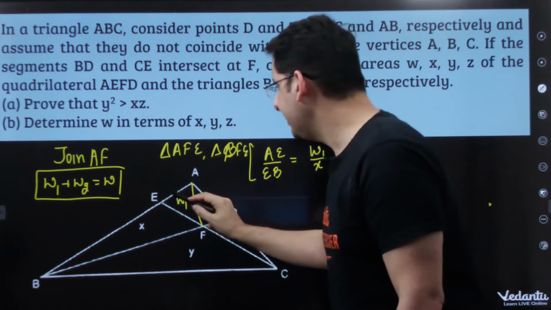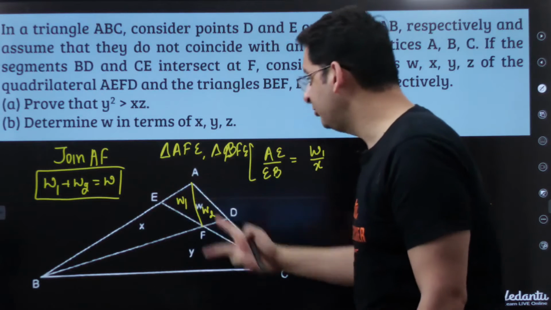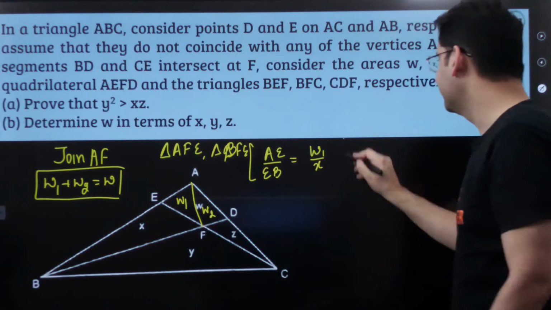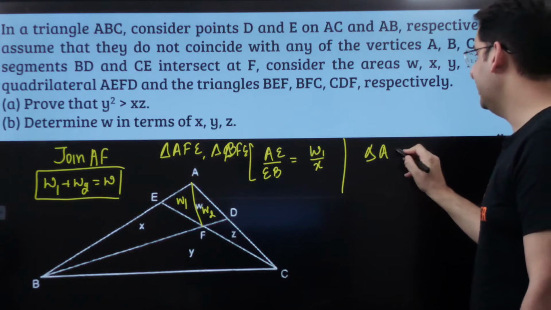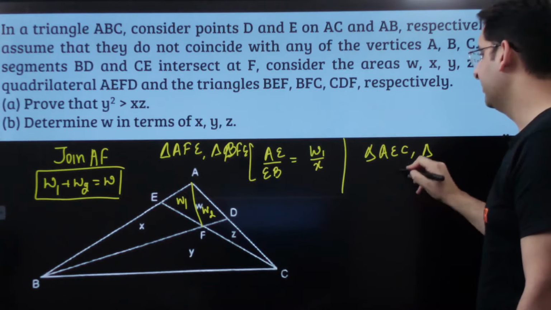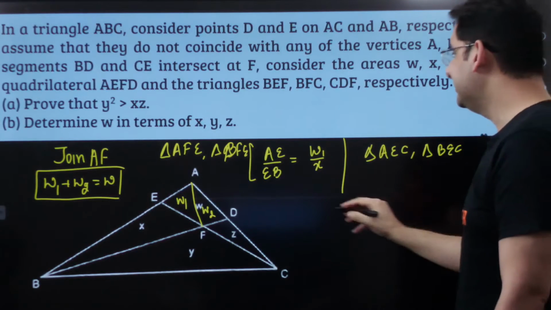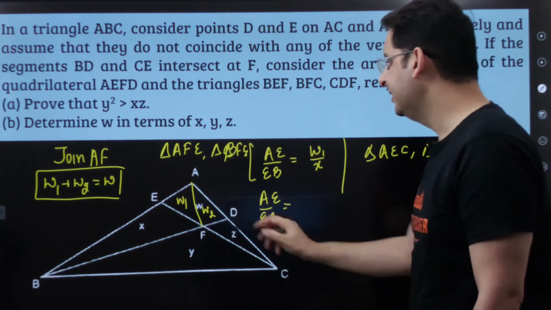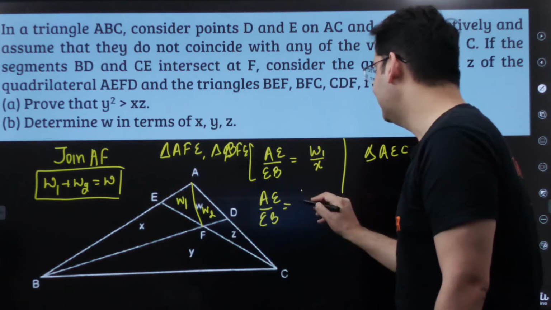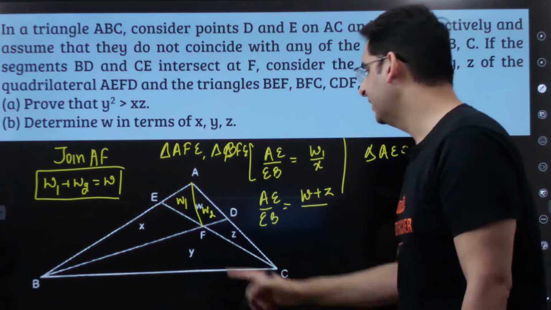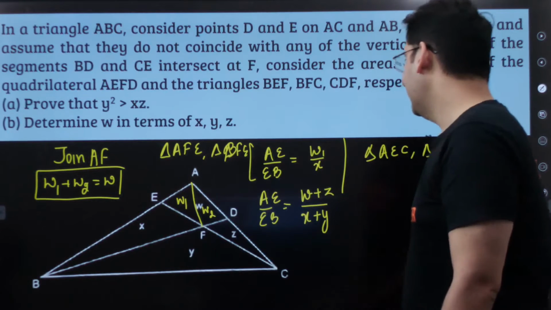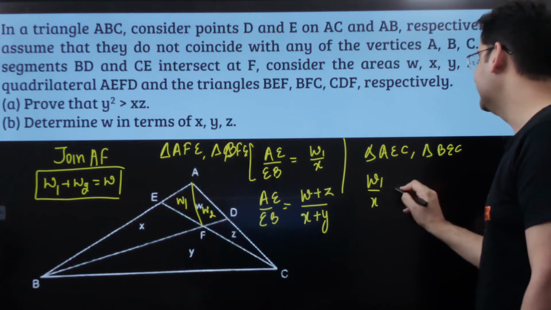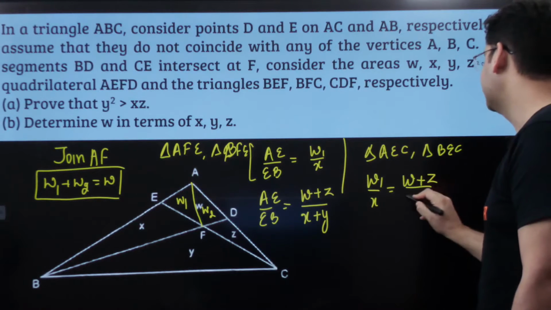Now consider these two triangles with the same two bases AE and EB but vertical height from C. That is triangle AEC and triangle BEC. So can I say these two ratios, AE upon EB, is going to be W1 plus W2 plus Z, that is W plus Z upon X plus Y. And we can equate these two. So we have W1 upon X is equal to W plus Z upon X plus Y.